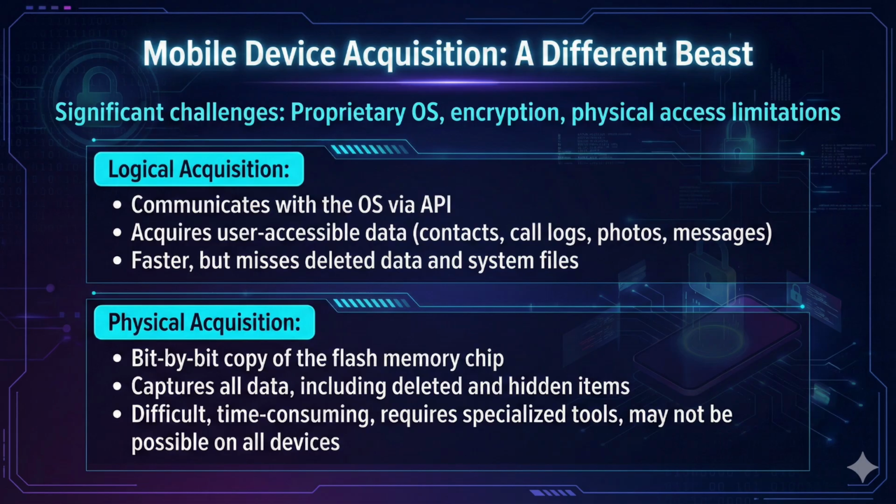The second method is physical acquisition. This is the gold standard as it attempts a bit-by-bit copy of the device's physical memory chip. Just like with hard drives, this captures everything, including deleted data stored in unallocated space. However, due to modern encryption and hardware security, performing a physical extraction is extremely difficult, requires expensive specialized hardware and software, takes a long time, and is simply not possible on many modern devices without knowing the passcode.